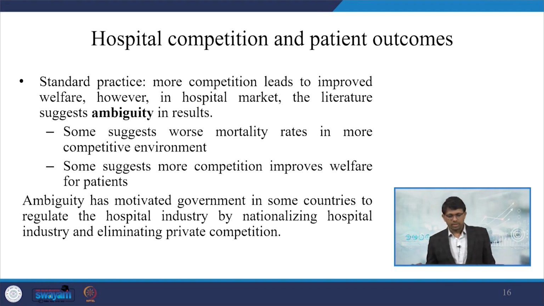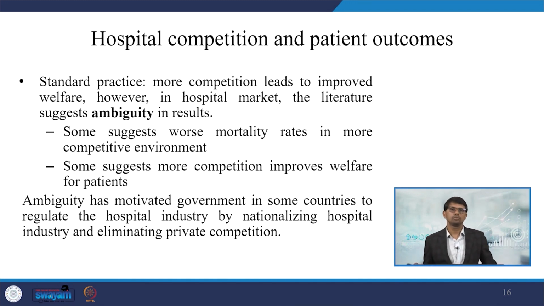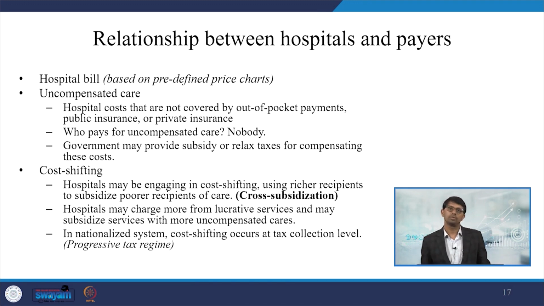Coming to hospital competition and patient outcomes, to some extent we discussed that there are ambiguities. In standard practice, more competition leads to improved welfare. However, in the hospital market, the literature suggests ambiguity in results, because some suggest worse mortality rates in more competitive environments, and some suggest competition improves welfare for patients. These ambiguities have motivated governments in some countries to regulate the hospital industry by rationalizing it and eliminating private competition.